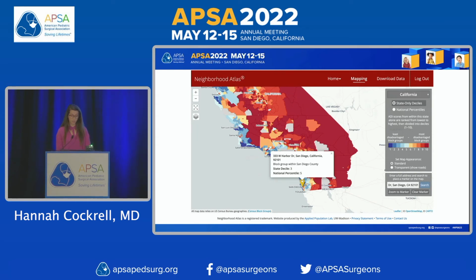Each census block group is assigned both a state decile and a national percentile. An ADI rank of 1 represents the lowest level of disadvantage, whereas an ADI score of 10 or 100 for state and national ranks respectively represent the highest level of disadvantage. The ADI can be accessed through the University of Wisconsin Neighborhood Atlas. Researchers have the option of downloading data linked to 12-digit Federal Information Processing System codes or a 9-digit zip code. Download files are in CSV format for Excel.